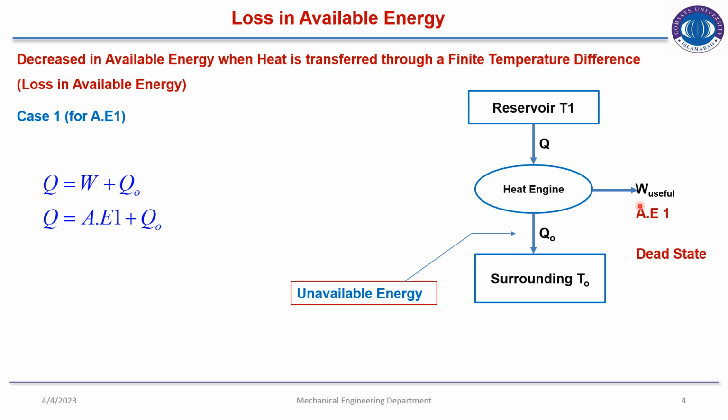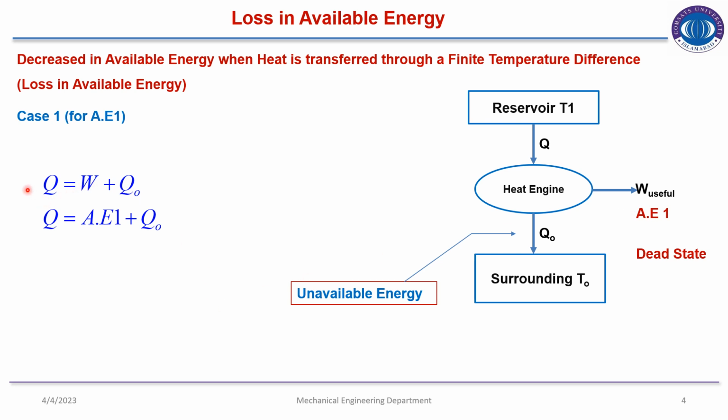So that W is written as W useful, and that useful work is known as available energy. As we are discussing case 1, the available energy is represented by AE1. And Q0, the amount of heat or energy rejected by the heat engine into the surrounding, is the amount of energy that is unavailable. So here unavailable energy is represented by this arrow. Q0 is the amount of unavailable energy, whereas W useful is the amount of available energy.